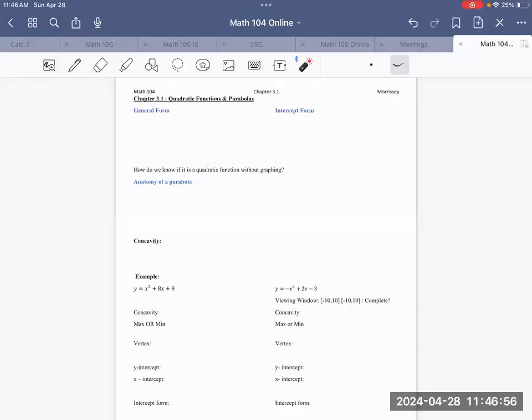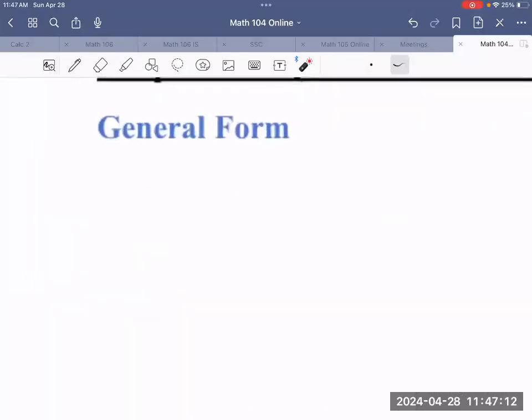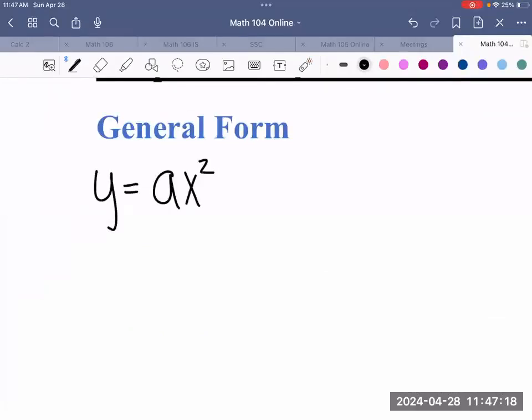Welcome to Math 104, Chapter 3.1, where we talk about quadratic functions and their parabolas. So, just like equations of lines, quadratics also have a few different forms. So, their general form is y equals ax squared plus bx plus c, where these values do a number of different things.